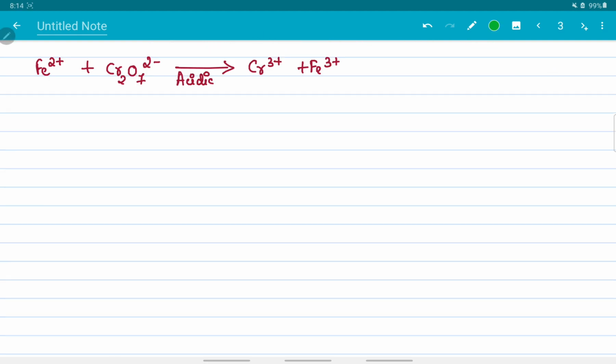So let's see a first example. Now the first step is to find the oxidation half and the reduction half, and for that we have to know the elements that are undergoing oxidation and reduction.